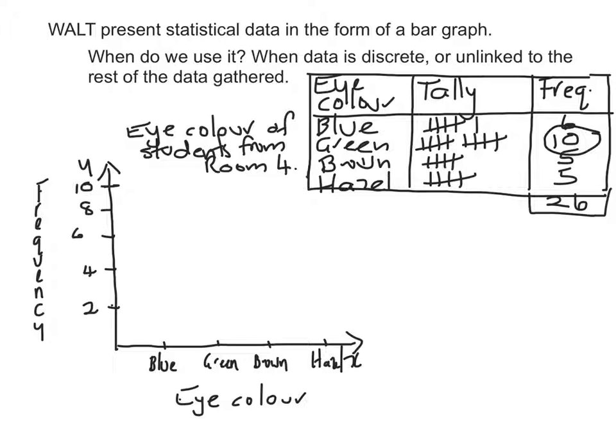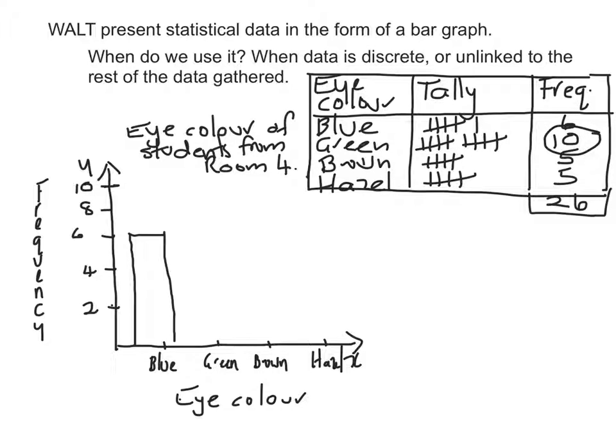We'll take our blue category, and we have 6 people who have blue eyes. So using a ruler in your case, you're going to rule up to the 6. Note that I'm not drawing up the y-axis, and then we rule across at the 6 line, and then rule down the other side. Yours will be a lot straighter than mine.